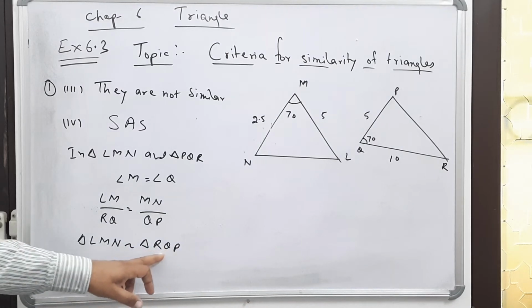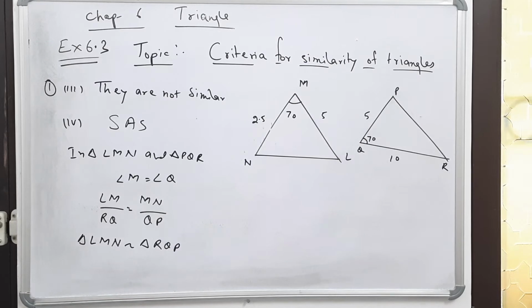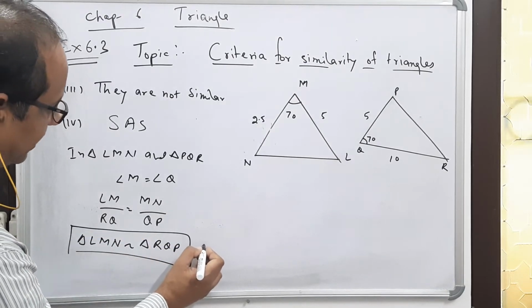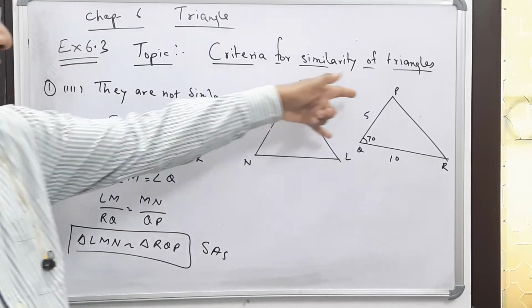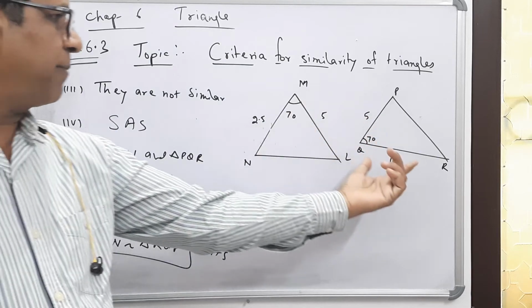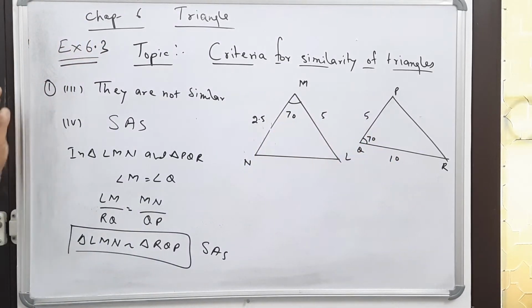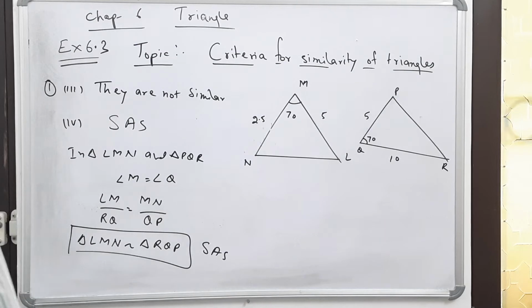Or PQR is proportional to NML. That is the criteria used here. And what is the criteria? The criteria is side angle side. That is, this side is proportional to this side, this 5 proportional to 10, and this angle is equal. So that is the third criteria. So we can say that by these three criteria we can understand the similarity.